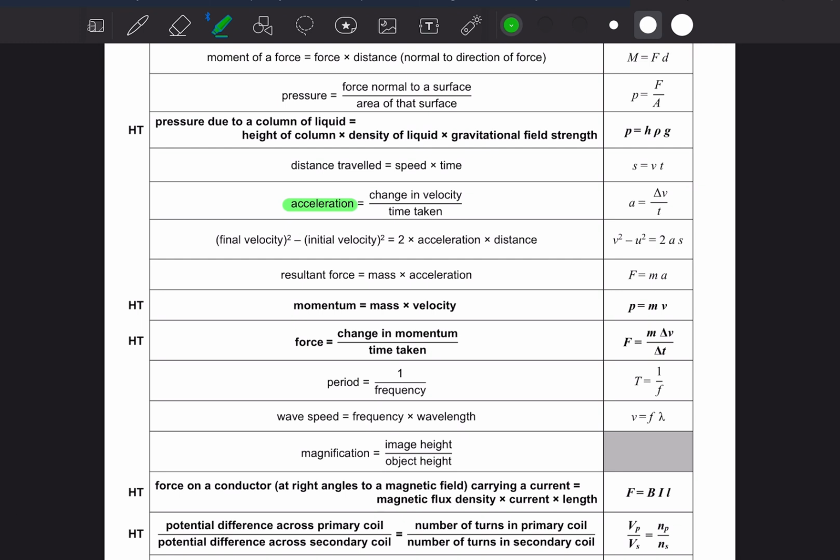Acceleration again here. We've got a distance. Yep, we've got that. So it's this one here. Let me just take that one away. So we've got final velocity squared minus initial velocity squared equals 2 times acceleration times distance. Okay, this is a bit of a tricky one.